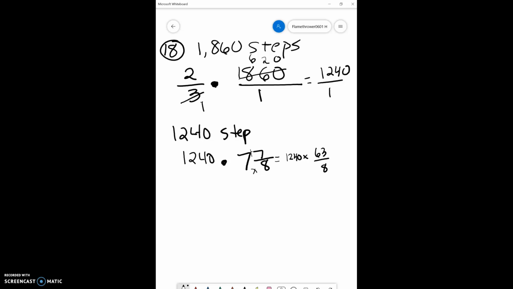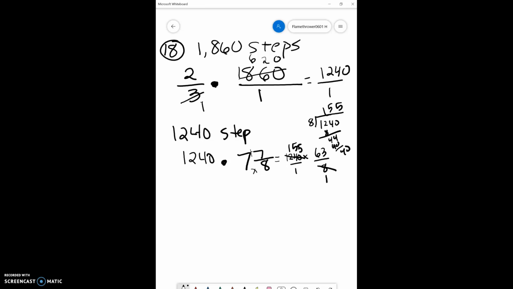And I think there's a divisibility rule for 8. Maybe not. Let me look. Add the last digit to twice the rest. Okay, that's too confusing. So what you could do is see if 8 will divide into 1240, just to give you a little shortcut. It does. So 8 would go into 1240 155 times. So now we end up with 155 times 63.